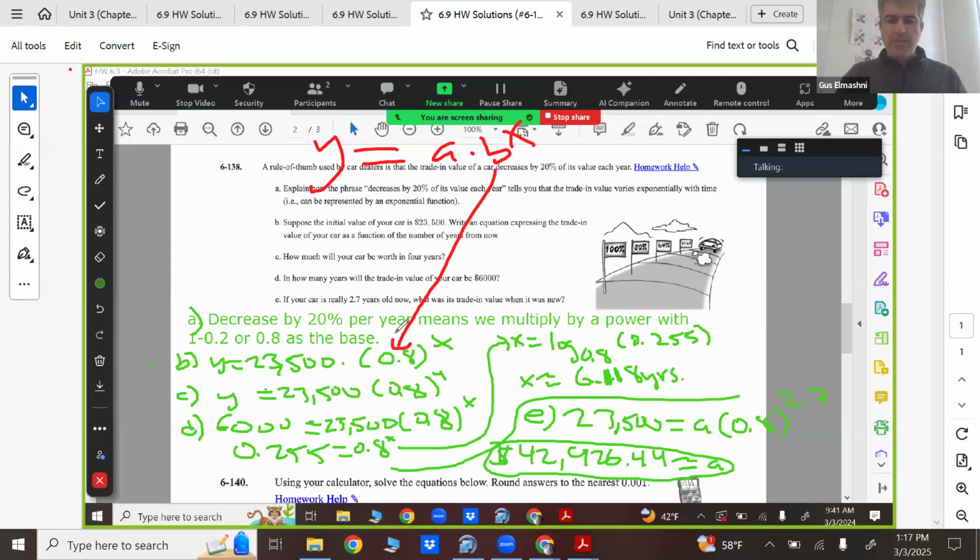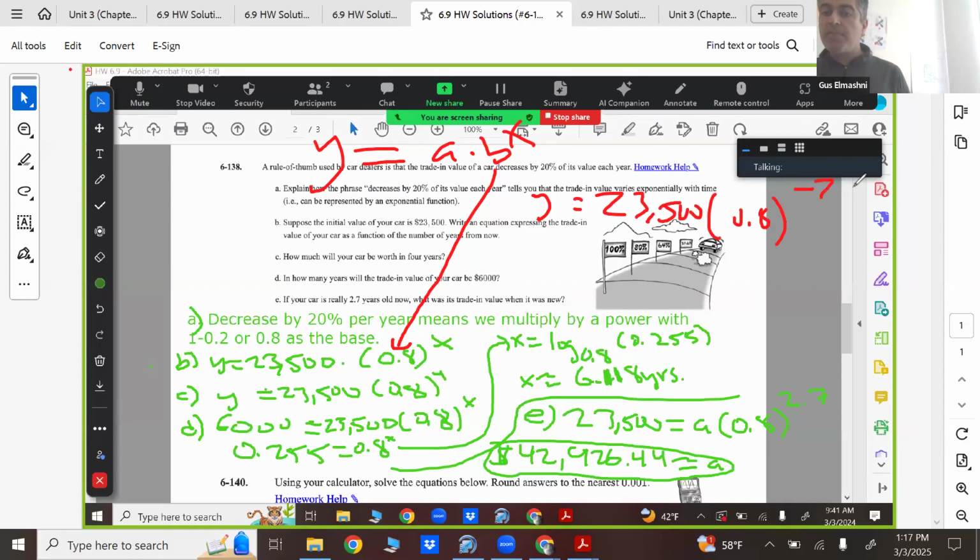Actually, yeah, I solve for A. So I let y be 20,500 and solve for it. Or you could let A be 23,500 and let the exponent be negative 2.7. So you could have done this also: y equals 23,500 times 0.8 raised to negative 2.7. That could work also. You still would have got the same thing. So the car is about 43 grand when you bought it brand new.